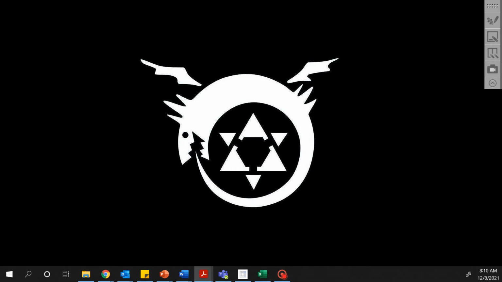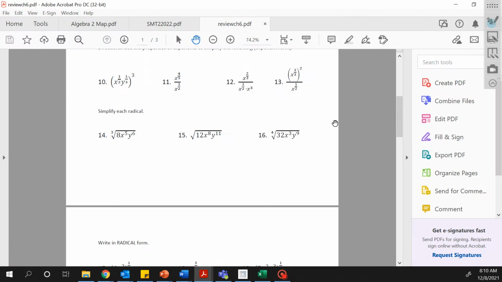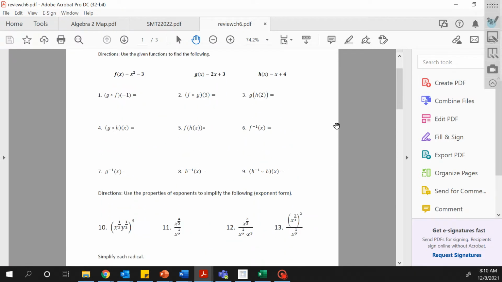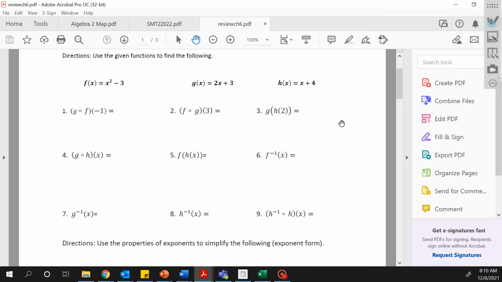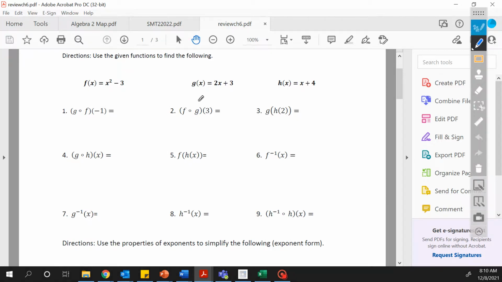Okay, let's look at the review here for the test. The first part is compositions and inverses. So we have our f, g, and h functions. Number one says to make a composition of -1 between g and f, so g compose f of -1.